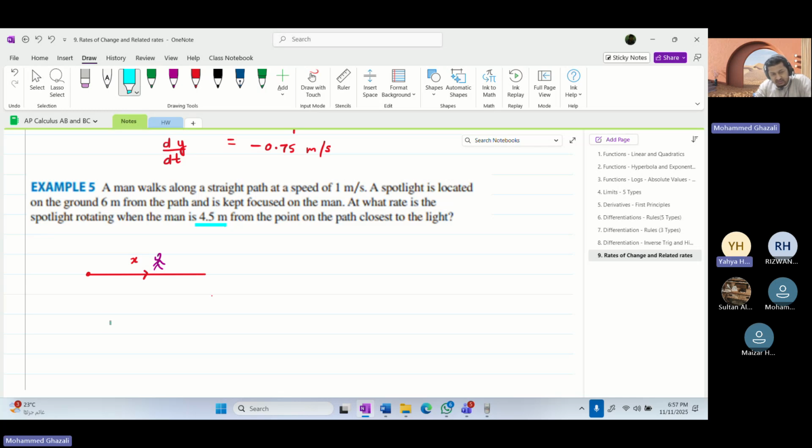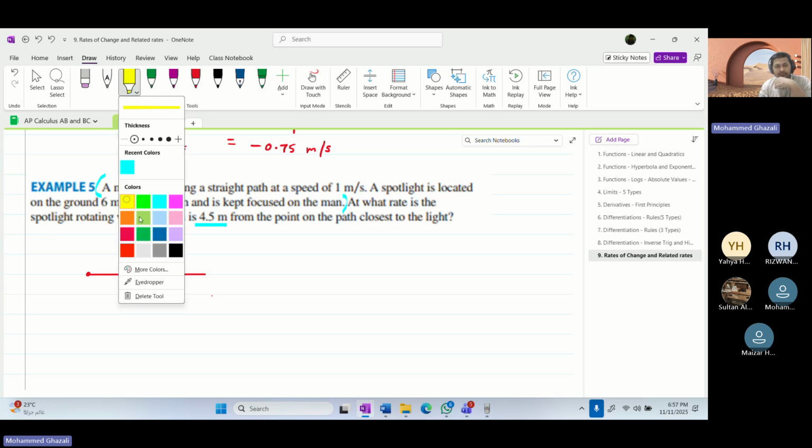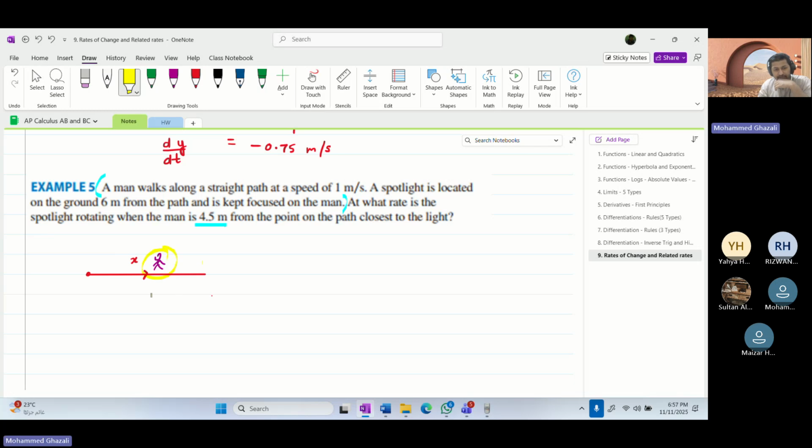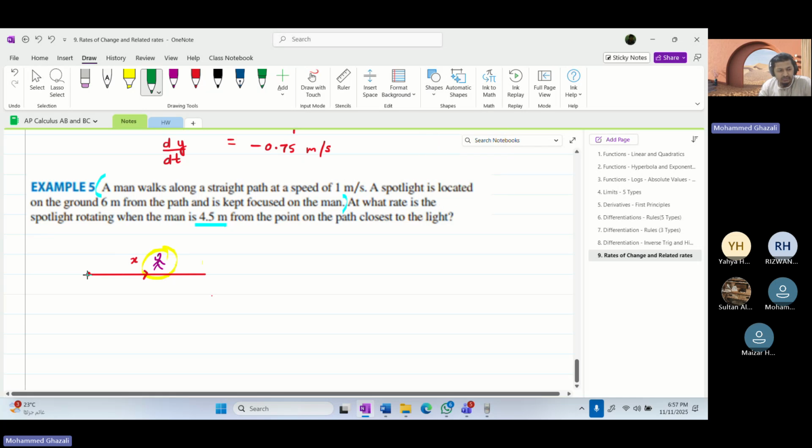We need to draw a diagram for this. You have to draw a diagram to make sense of this. Don't worry about the last part. Worry about this: a spotlight is located on the ground, right? So this is the horizontal plane, so he's on the ground. There's some kind of a spotlight on him, and let's just say the light is over here somewhere.